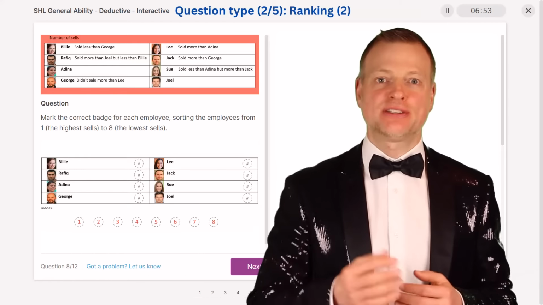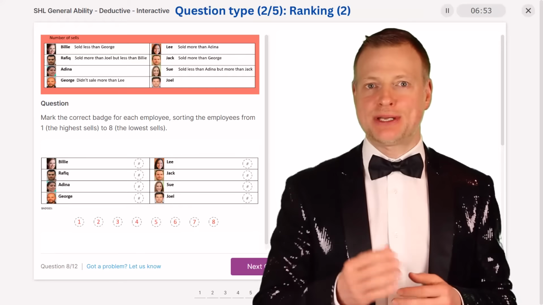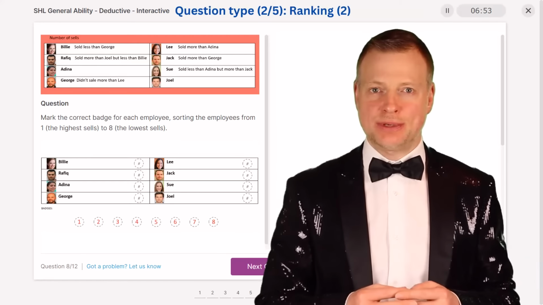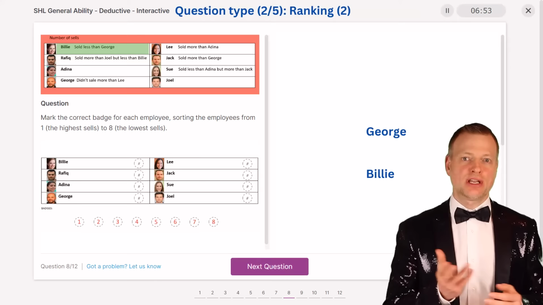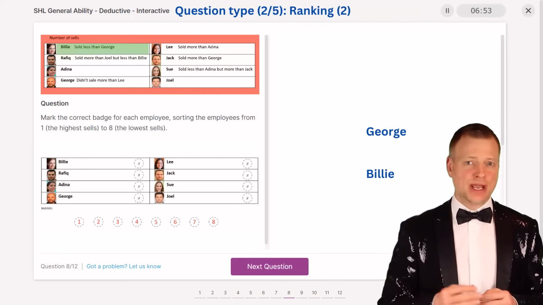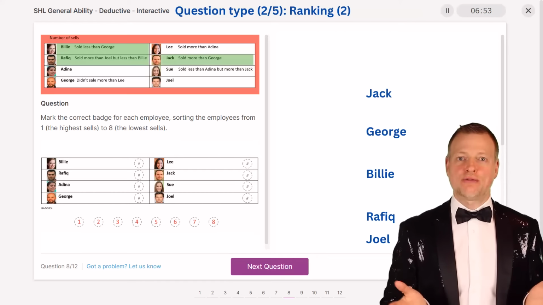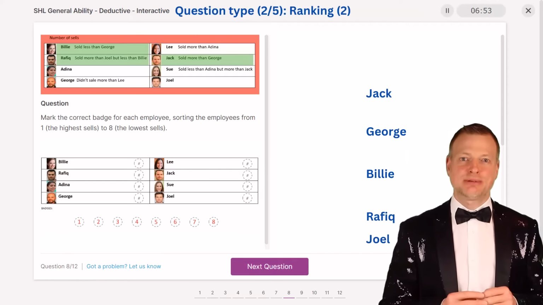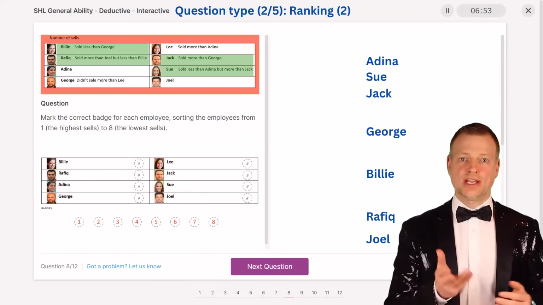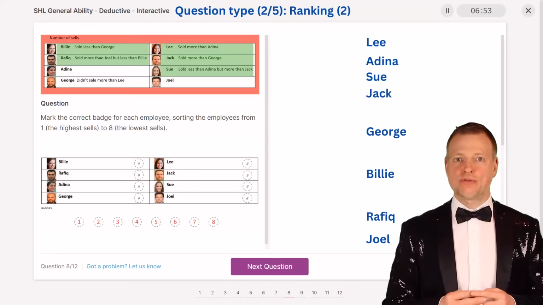In order to approach these ranking type questions, I suggest you take an empty sheet of paper and develop the correct order step by step. We can start straight with the first statement, Billy sold less than George, though it is still possible that somebody goes between the two, so leave a gap. The next statement comes in very handy, so let us continue with Rafik sold more than Joel, but less than Billy. So it must look like this. Jack sold more than George. Again, we do not know at which position Jack ultimately lands, so leave some space between the names on your paper. Sue sold less than Adina, but more than Jack makes it look like this. Then lastly, Lee sold more than Adina.